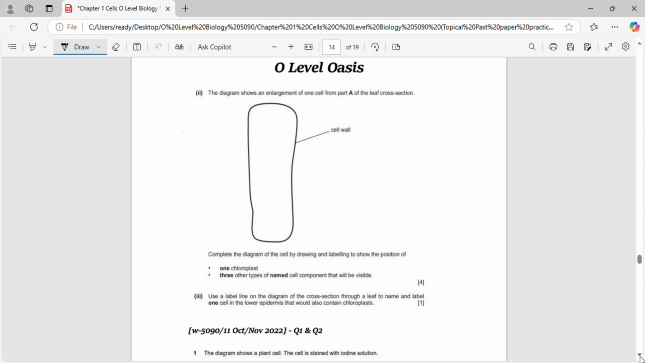In the next part, the diagram shows an enlarged cell from the above tissue, marked as part A. And we know that this represents a palisade mesophyll cell, and the question asks us to complete the diagram by drawing one chloroplast and 3 other cell components, which we need to label. I'll start by drawing the inner boundary, which represents the cell membrane. Please don't mind as it's not very neat. This is the cell membrane, the inner layer of the plant palisade cell.